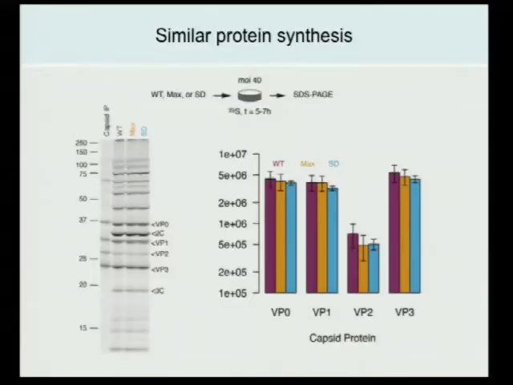Then we characterized these viruses in tissue culture, and the first thing we did was to look at protein synthesis. Since this genome encodes capsid proteins, we wanted to know whether these viruses can actually produce capsid proteins. You see here by an S35 protein gel, and this is the quantification. There is no difference between wild type, MAX, and SD for any of the capsid proteins.